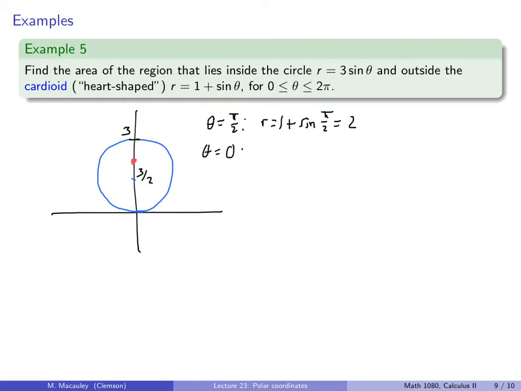Theta equals 0? R equals 1 plus sine 0. That's equal to 1. Okay, so on the x-axis, theta equals 0. So this here is 3/2, so I need to go a little bit less than 3/2. So that's going to be 2. This is going to be 1. This of course here is 3/2. Maybe in that case I shouldn't have drawn 1 there. Maybe I should draw 1 there.